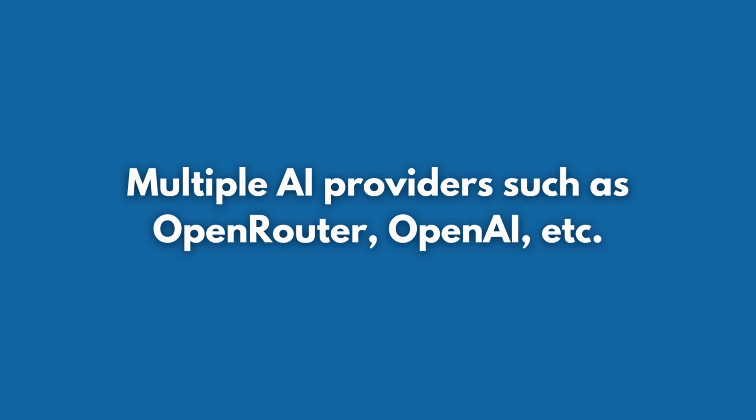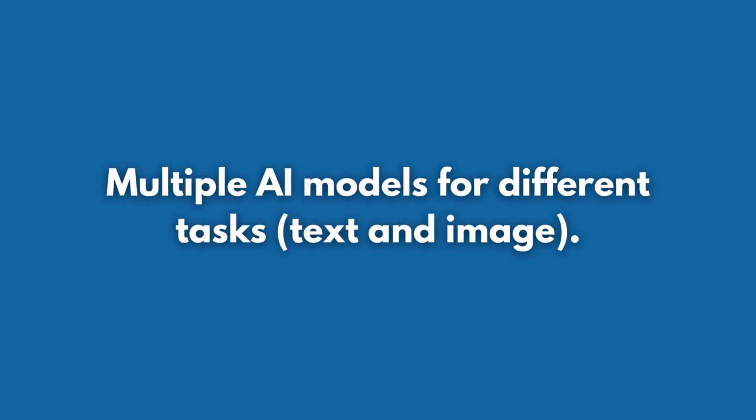WP Sheet Editor AI is compatible with multiple AI providers, such as OpenRouter, OpenAI, and any other provider that uses a format compatible with OpenAI. You can use multiple models for different tasks, such as refining your content, translating it, generating new content, generating images, etc.